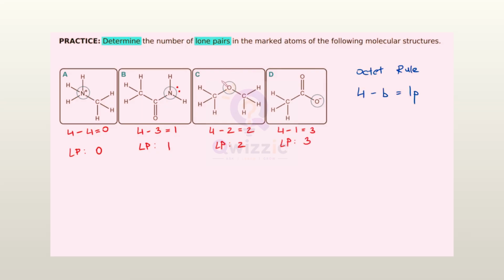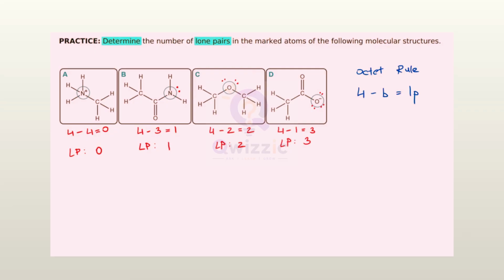We can also add them. For C, we would have 2 lone pairs. For D, we would have 3 lone pairs. We can also check if we are right. 2 bonds, that's 4 electrons. 4 more from lone pairs, that's 8. The octet rule is satisfied. And for the last one, 6 electrons from lone pairs plus 2 in the covalent bond, that's 8. So the octet rule is satisfied in each case.